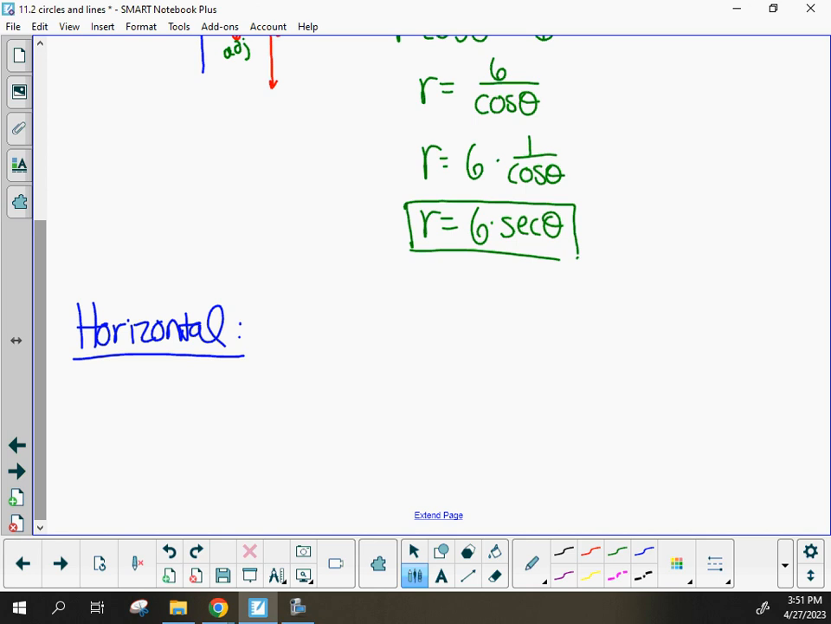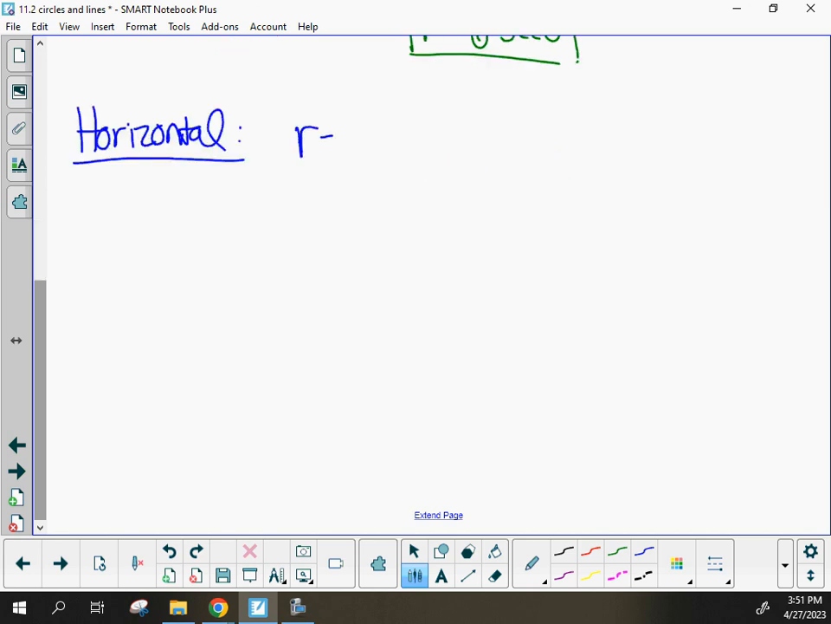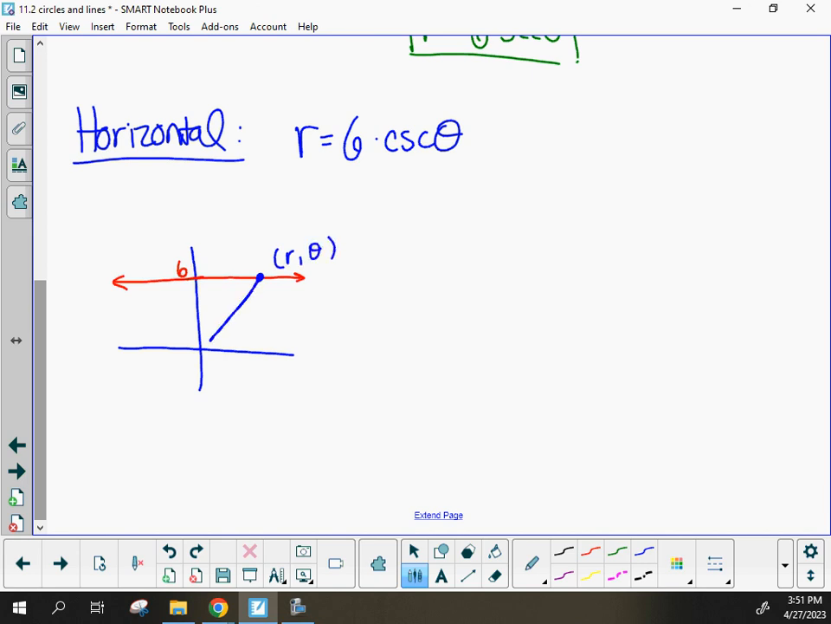Okay, we're going to change it slightly here. r equals 6 times, this time, cosecant of theta. So we're saying that this should be a horizontal line, 6 units from the pole. That's going to put it up here. We've got to do our same little setup. Let's pick a point, put it on that line, call it r, draw r and theta in there. Now theta's here. That length is r.